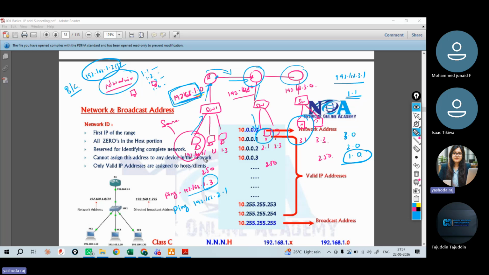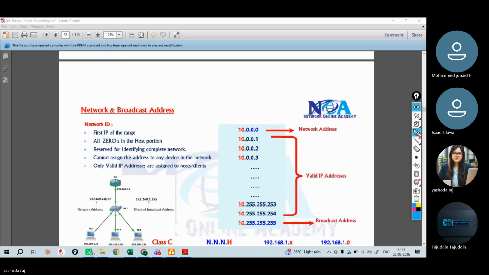Now it will check 1.0. It will not check the host ID 1.1 first. First it will check the network ID, then it will search for the host ID. First it has to check the network ID, then it will identify who the host is. That is how the data is distributed over the network. Clear?